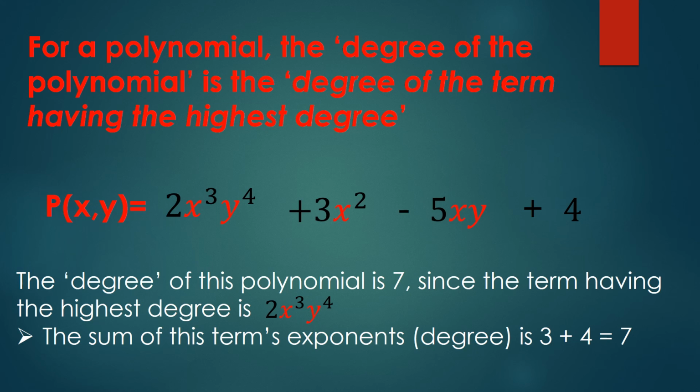So you say the degree of the polynomial, you look at the term having the highest degree, which is this one, 2x to the third, y to the fourth. That's the degree of your polynomial. So the degree of this polynomial is 7, since the sum of the exponents on 2x to the third, y to the fourth, 3 plus 4, is 7.